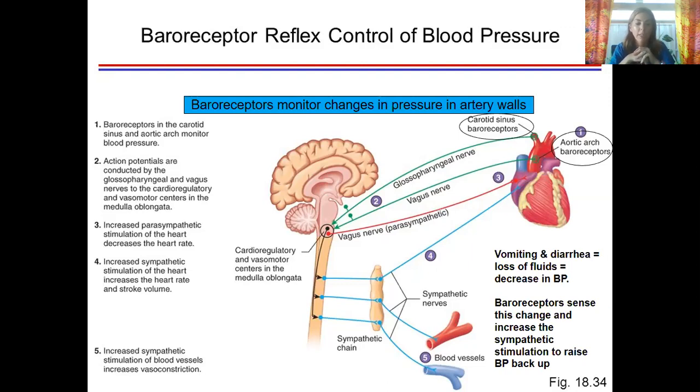So if we're looking at an example, I have it written out for you, vomiting and diarrhea. In vomiting and diarrhea, what's happening is you're losing lots of fluids. As you lose fluids, then you're going to have a decrease in blood pressure. Why? Because your blood plasma is 90% water. And if you're losing lots of fluids, then your pressure is going to go into the tank as well. So the baroreceptors can sense this change, and they can increase the sympathetic stimulation in order to help bring that blood pressure back up, as it does all of the things like increasing the heart rate, constricting the vessels, things of that nature.